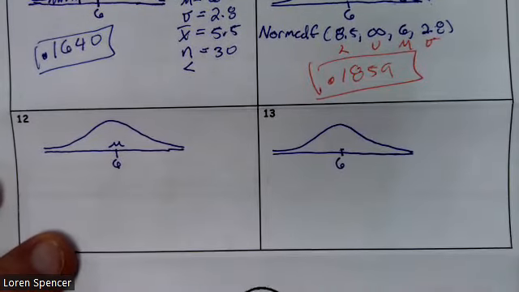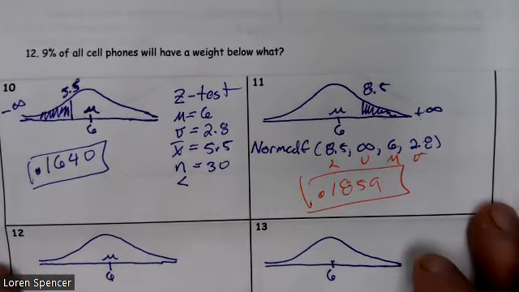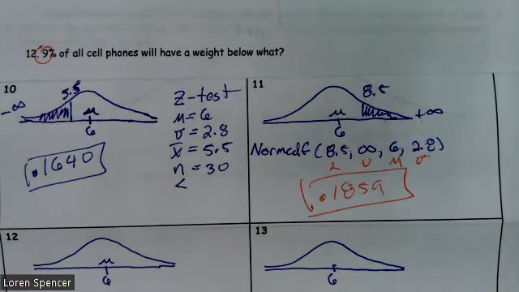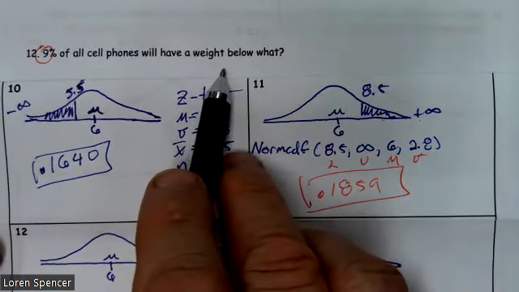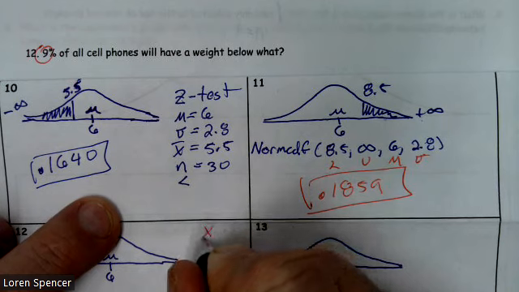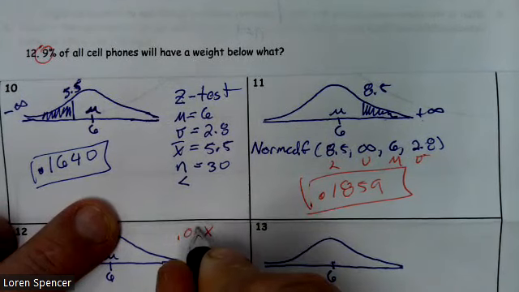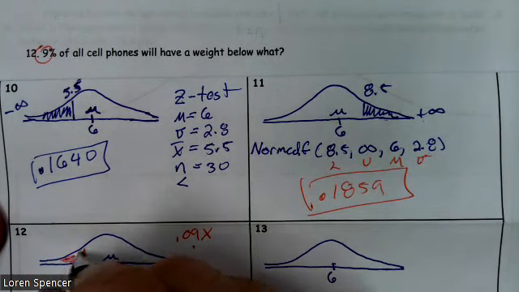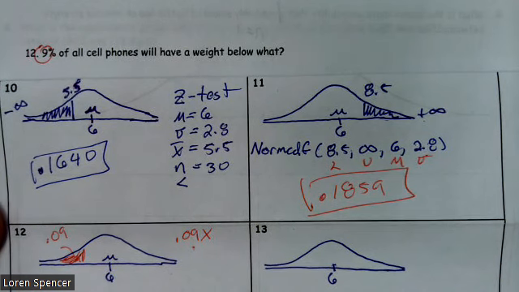All right, number 12. Number 12 says 9% of the cell phones will have a weight below what? First off, they gave us a percent, so this is going to be an inverse norm. But a weight below what? Well, if they use the word what, we need to draw an X. Anytime they use the word what, we need to draw the X. So the 9% or 0.09, they said below, so it has to be below X. That means we're coming from this side. So this is 0.09.